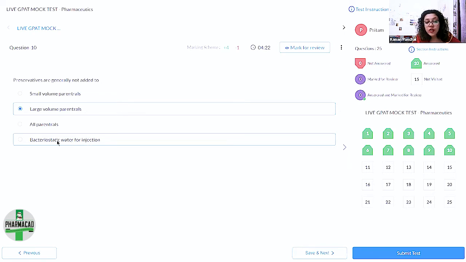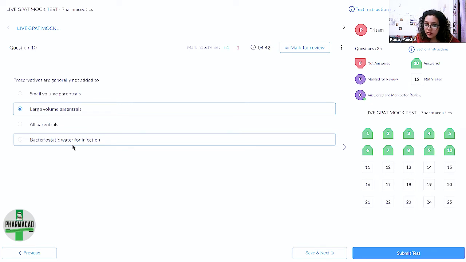Okay. Moreover, this also becomes your SVP. Your bacteriostatic water for injection is also available as a small volume. It's not as large volume. So you can apply both these things. So even this is not the answer.